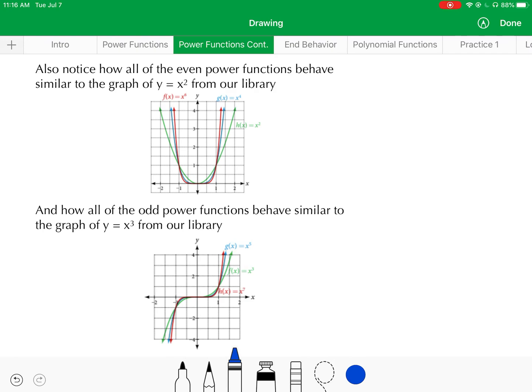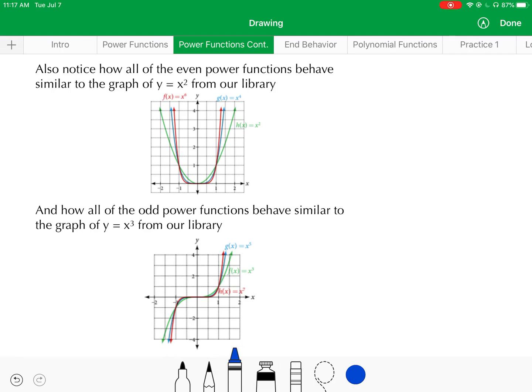Similarly, all the odd power functions, they behaved a lot like y equals x cubed, our cubic function, with the same idea that the higher the power, the steeper the ends of the curve were, and the flatter they were near the origin, okay?